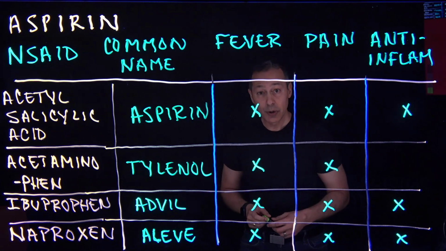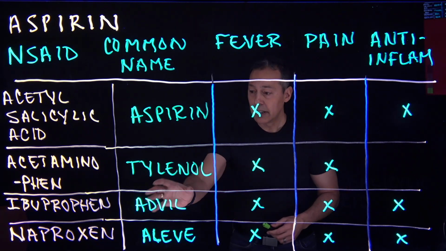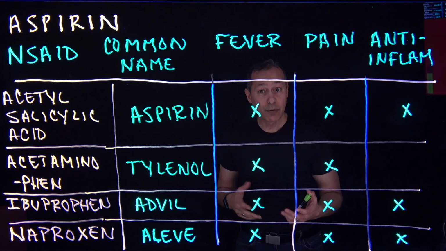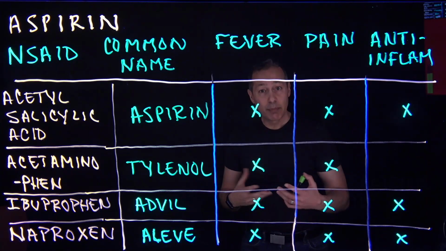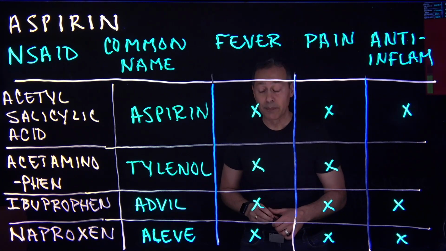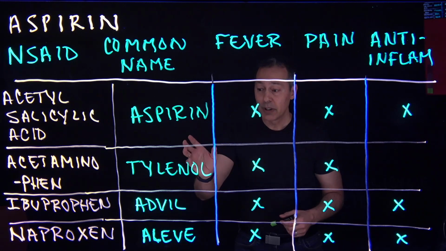Some other things to consider is that dosing. So Tylenol and Advil and aspirin, you need to dose that about every 4 to 6 hours for it to have its effect, whereas Aleve, you can get by with about 8 to 12 hours, so it lasts a little bit longer. So those are a couple of reasons why you might choose aspirin, Tylenol, Aleve, or Advil.